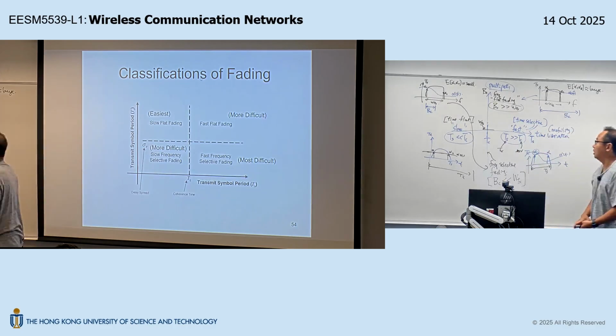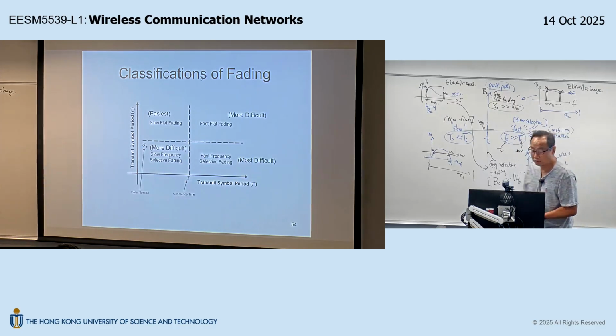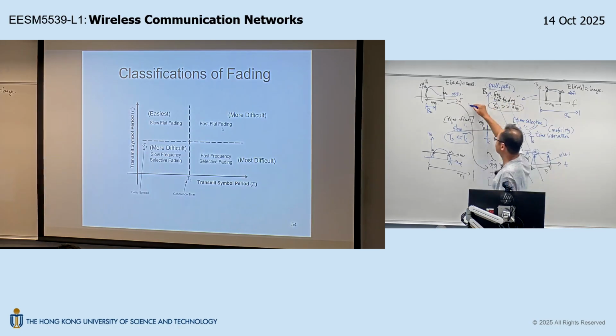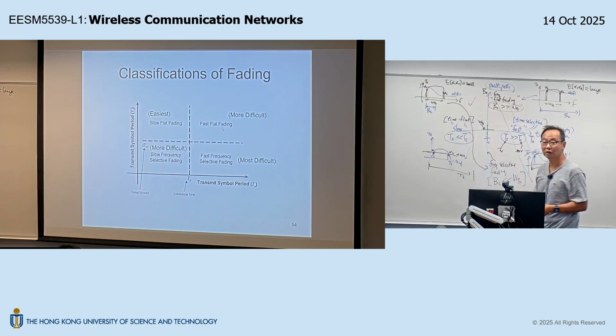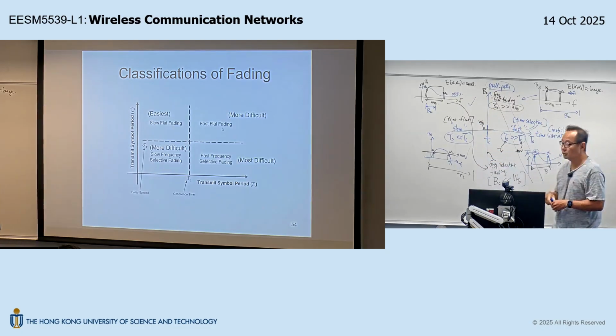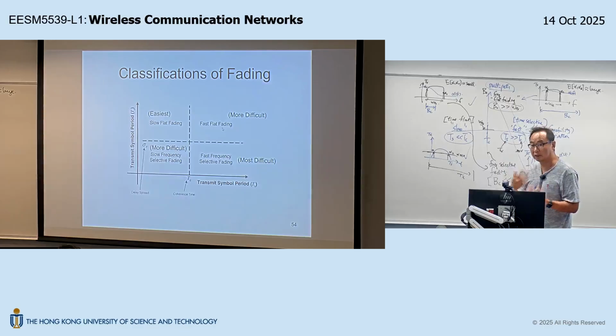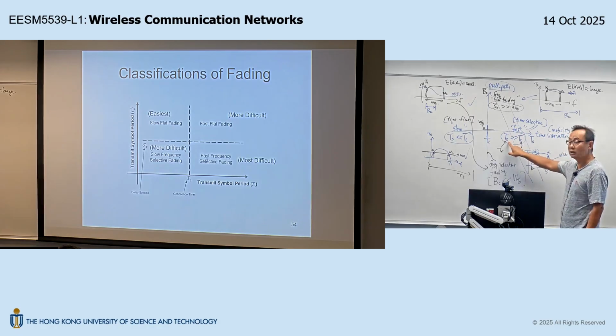Now, just to give you an idea, in this course we won't talk about fast fading. So these two sides, we won't worry about. We only worry about this one and this one. The reason is, if you look at this for a practical system, this side is where the symbol duration is much larger than the coherence time.